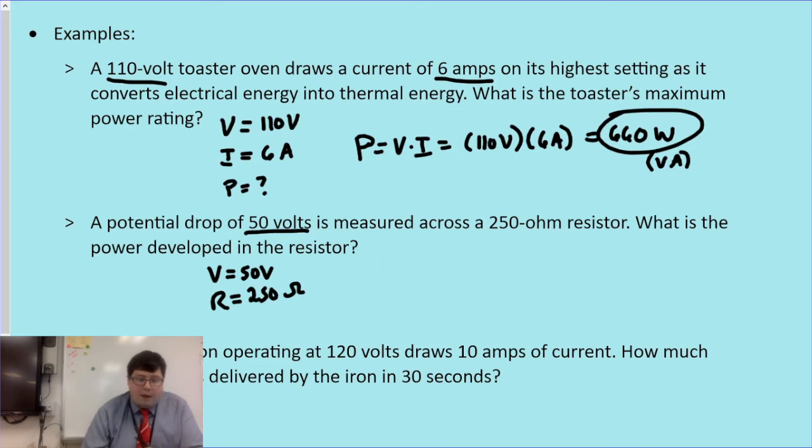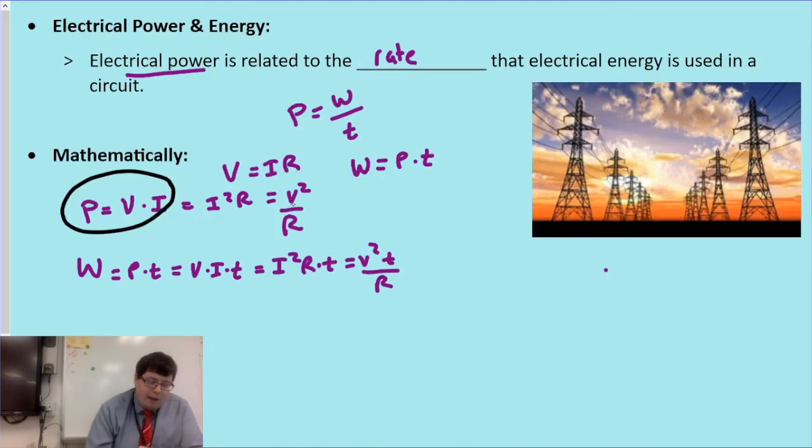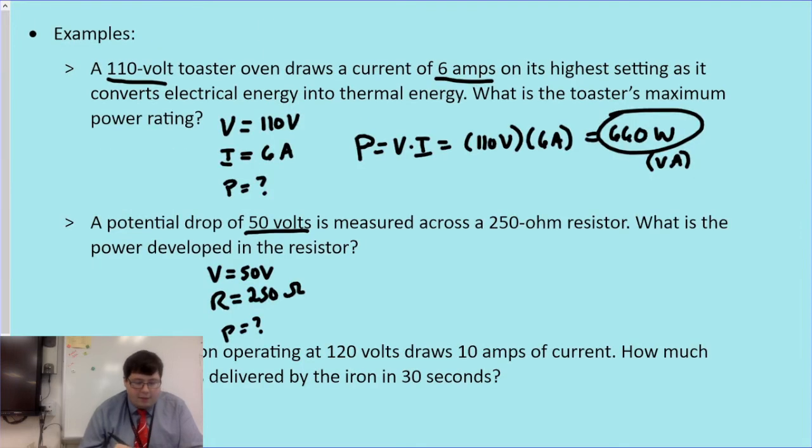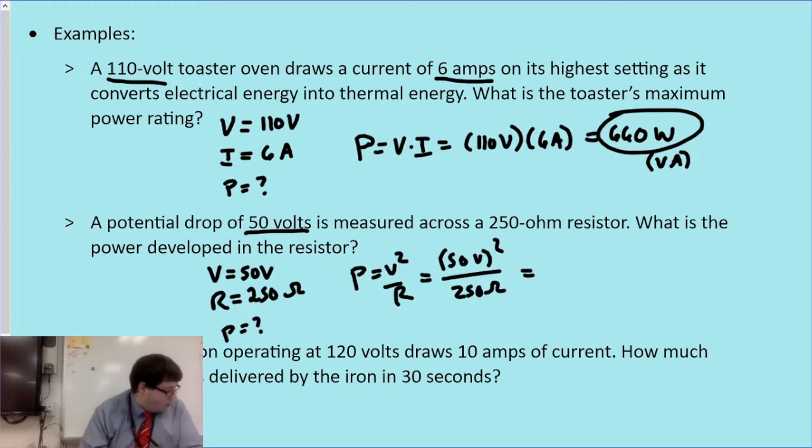Well, again, we want to pick the appropriate power equation for the variables that we're given. Now here, we don't have V and I, so we're not going to use the same equation. Now we have V and R, and look, V squared over R is also equal to power. And so we're going to say that power is equal to V squared over R. Now plugging in our variables, we have 50 volts squared divided by 250 ohms. When I do that in my calculator, I get 10 watts.